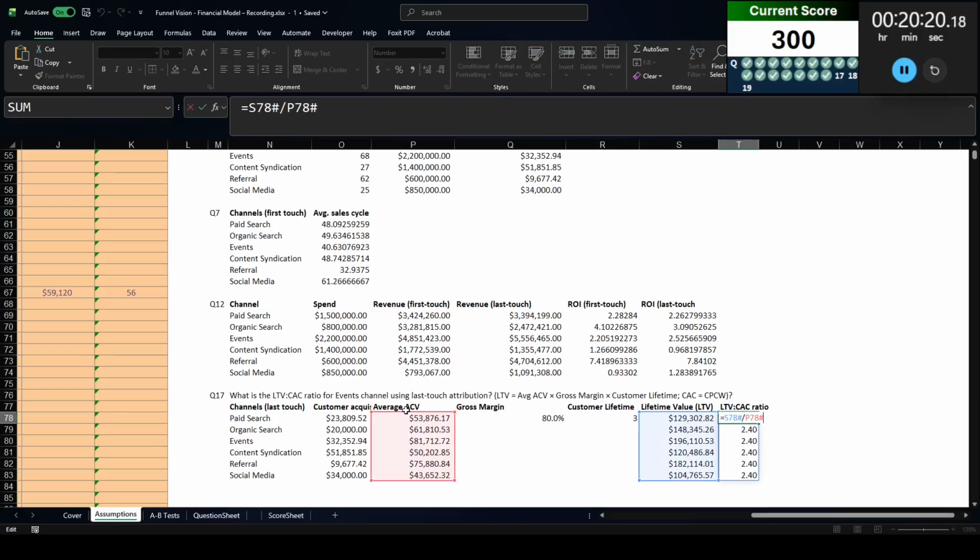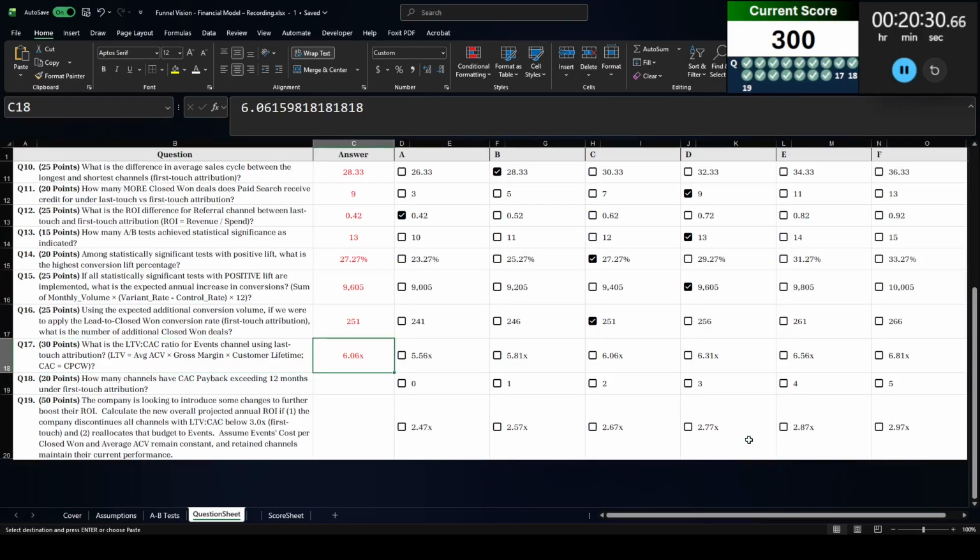The CAC is not the average ACV. The CAC is the customer acquisition cost. There we go. Now we get different numbers. We're looking for the events channel. The events channel is listed there. I get 6.06 for this question.